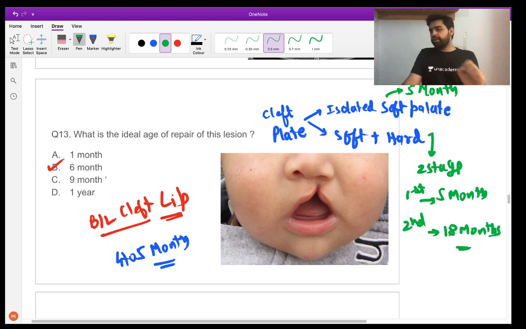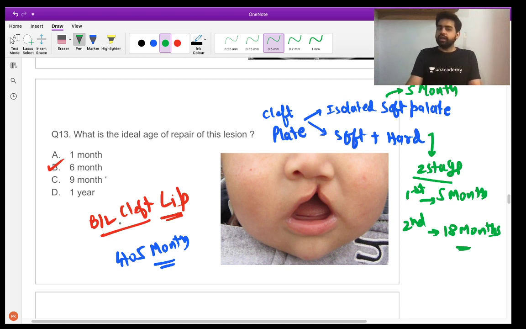Okay, so I hope you understand this. Isolated soft palate is around 5 to 6 months. Soft palate with hard palate, you go for a 2-stage repair. First stage, you repair the soft palate at around 5 months. In the second stage, you repair the hard palate, around 18 months. So this is just a quick revision.